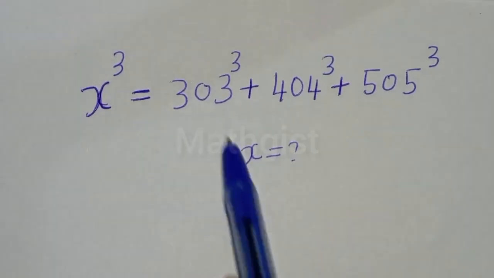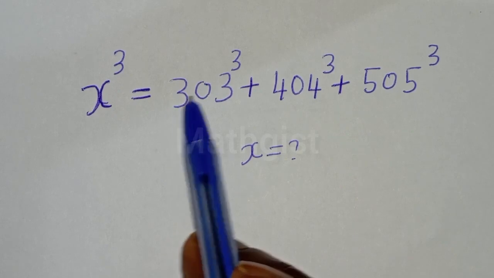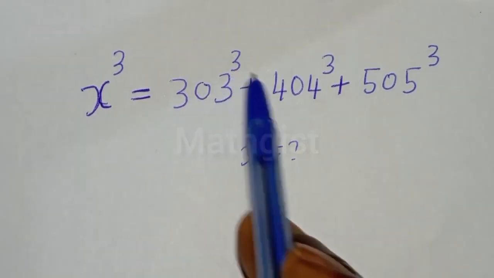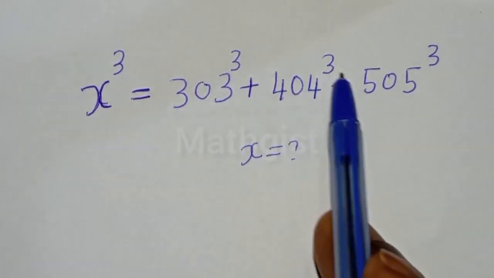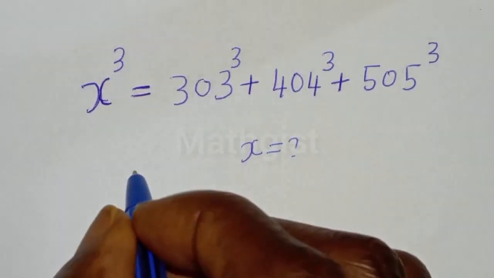Hello, we want to find the value of s from this given nice equation. S raised to power 3 is equal to 303 to the power of 3 plus 404 to the power of 3 plus 505 to the power of 3. Solution.